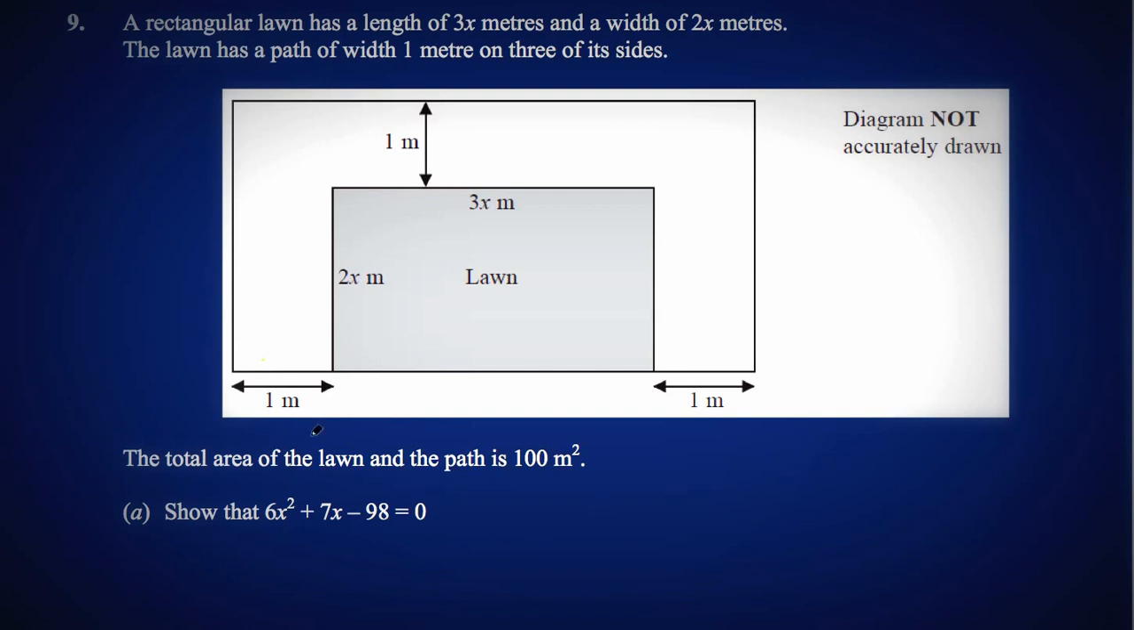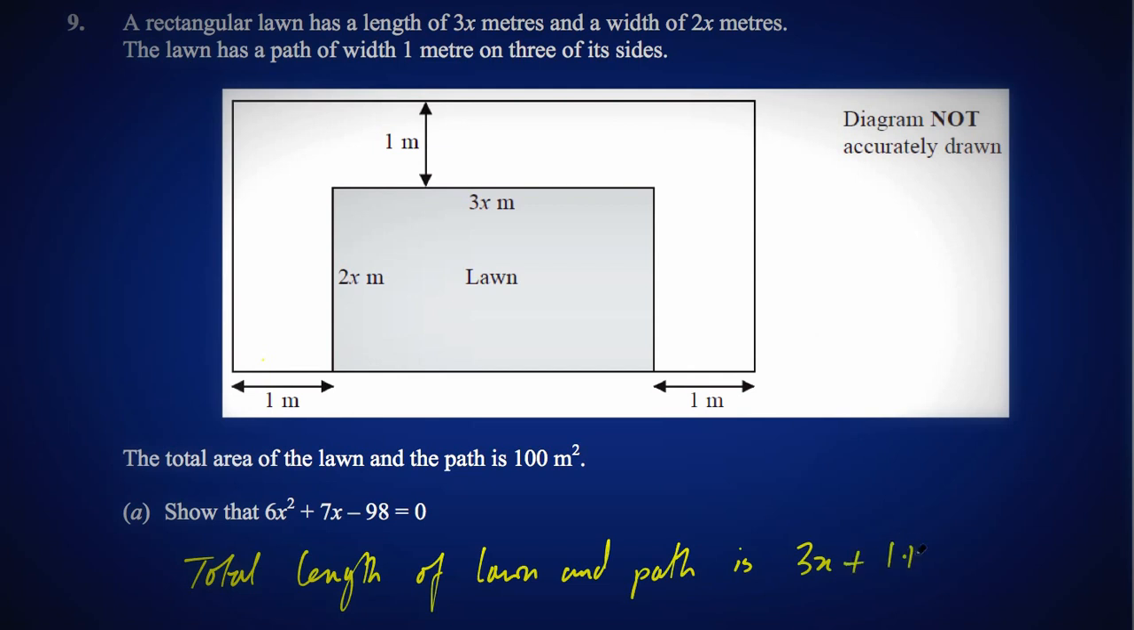I know that the total area of lawn and path is 100 meters squared, so I need to represent that first of all. They call it a length of 3x meters here. Let's say total length of lawn and path is 3x plus 1 plus 1. That is this total length here, which is the 3x plus 1 plus 1.